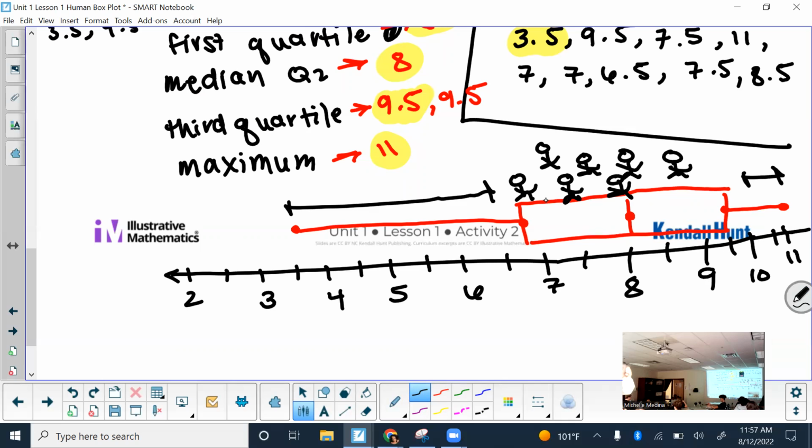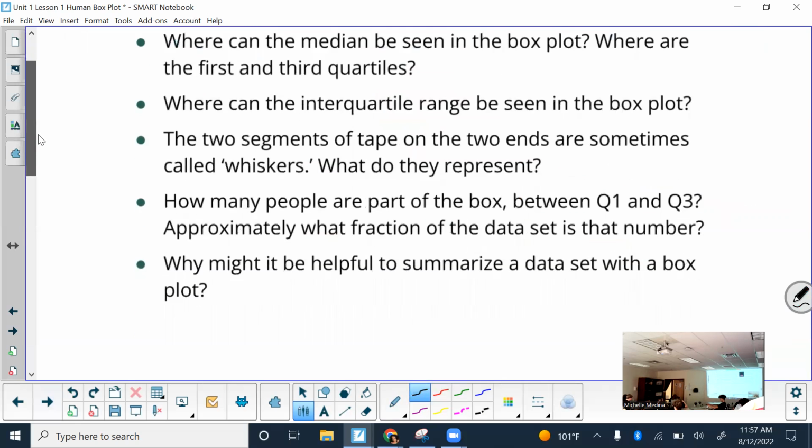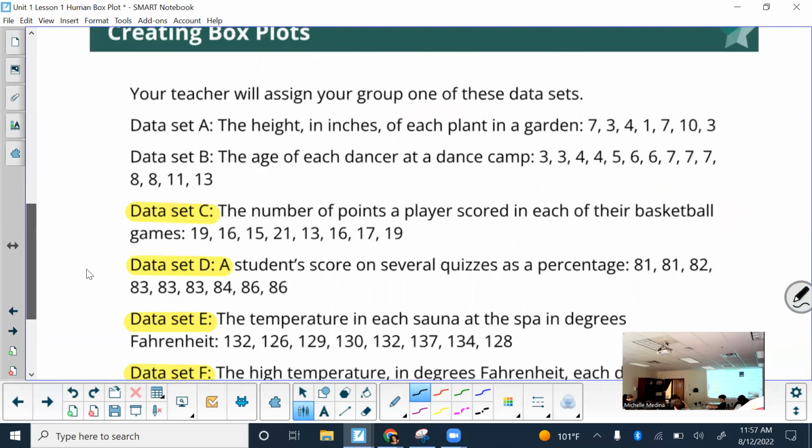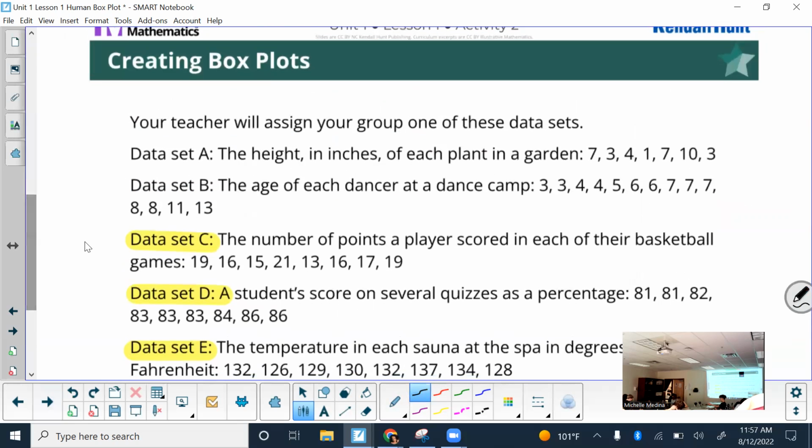All right. Let's see what else. So this will give you a preview of what we're doing on Monday. So maybe I'll tell you now since Monday is a short day. And that way we can just kind of get rocking and rolling. So Monday we'll be creating box plots. I'll assign you your tables, each a different set of data. And there's up to A through F. So A, B, C, D, E, F, and G.